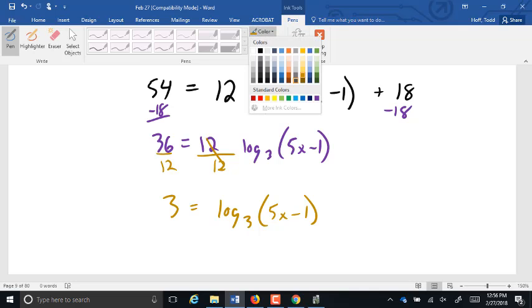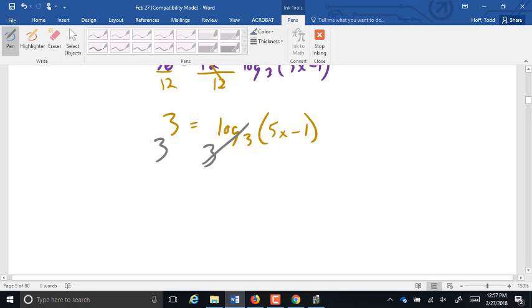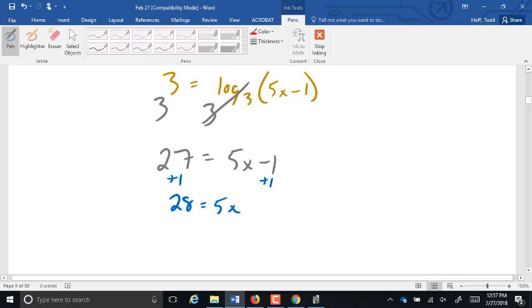And then? Three to the power of, right? So 3 to the power of 3 is 27, equals 5x minus 1. And then add 1: 28 equals 5x. And then divide out by 5. 5.6 equals x.